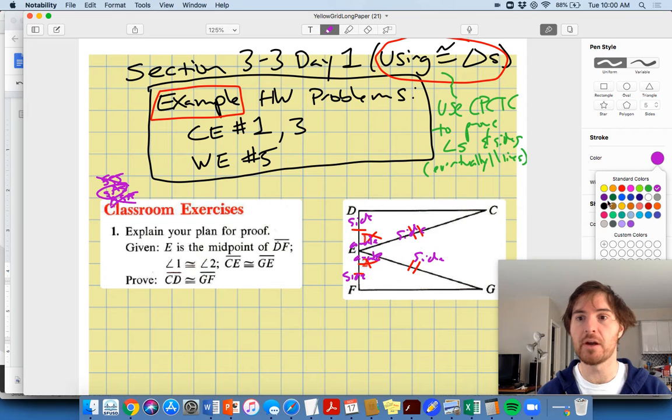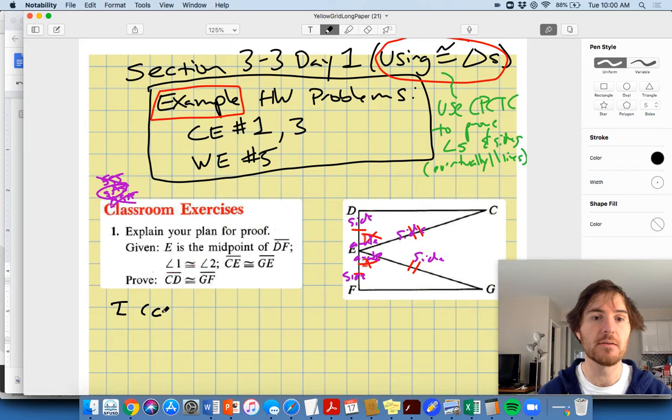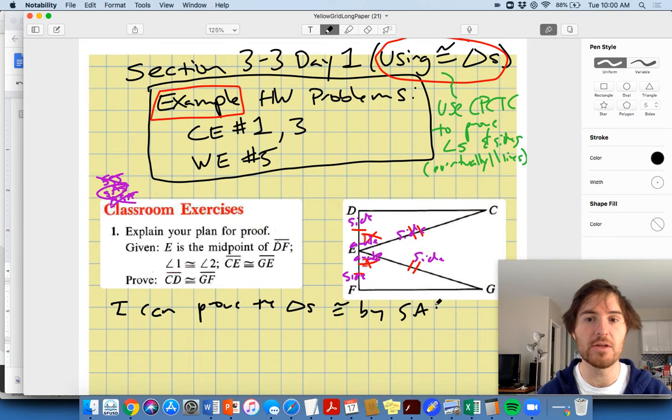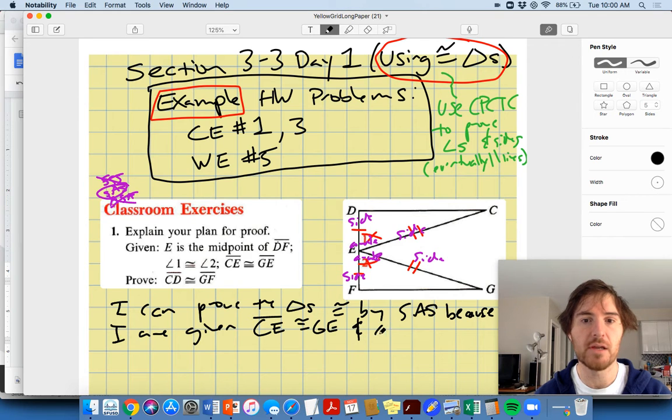Okay, so this is what I would do here. In order to plan this proof out, I would say I can prove the triangles congruent by SAS, and feel free to use these abbreviations to make your writing a little bit easier here. I can prove the triangles congruent by SAS because I am given CE congruent to GE, and angle 1 congruent to angle 2.